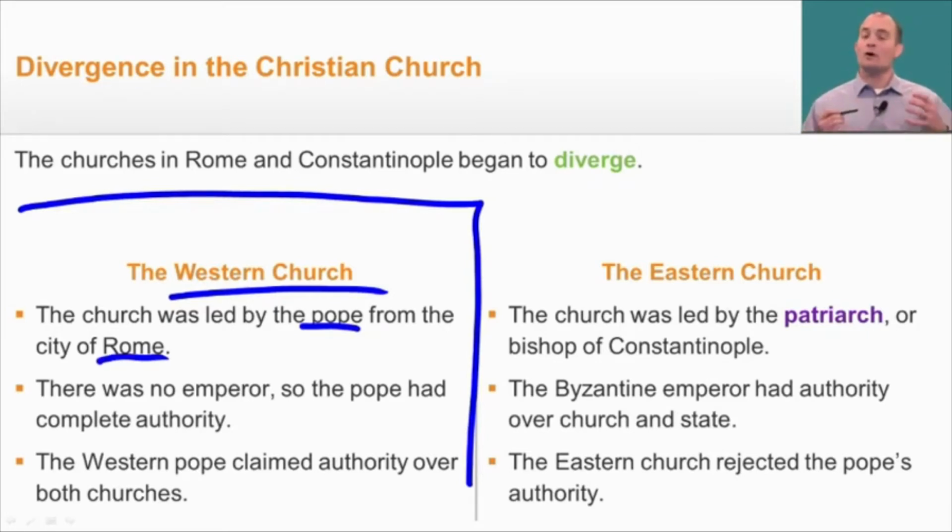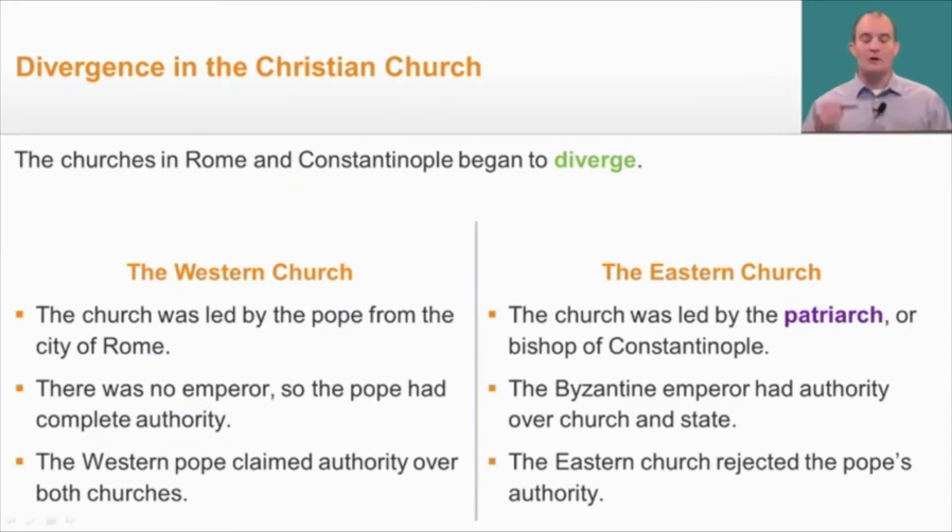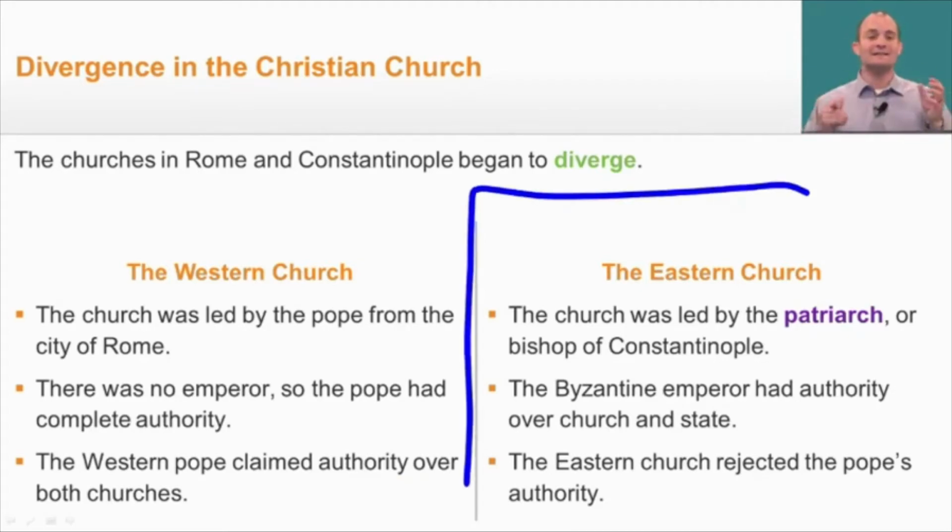Now, in Rome, recall, the Western Roman Empire had fallen. And because of that, there was no emperor. So the Pope was in complete authority. The Pope was the most powerful person. And the Western Pope claimed authority over both churches. He said, I'm the Pope of the Western part, but I'm also in charge of the church in the Eastern part. But again, because of those distances and all of those cultural differences, you began to see the rise of the Eastern Church.